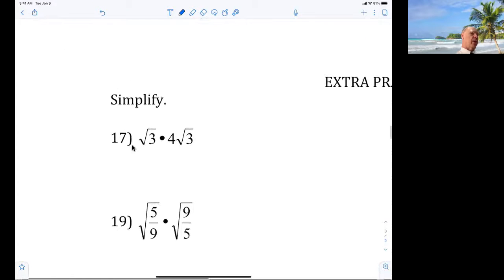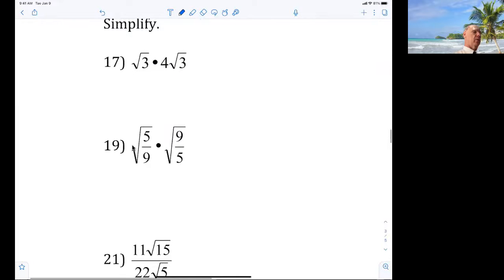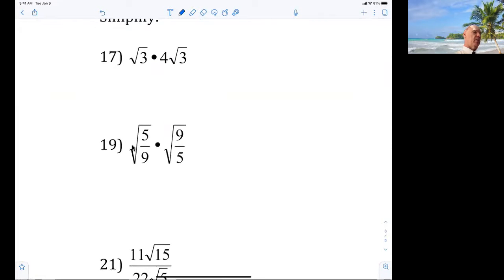Okay, really, that's the extent of the new stuff. So what I wanted to do is I just decided to give you some extra practice. So let's work on the radicals now. All right, for 17. 4 radical 3.